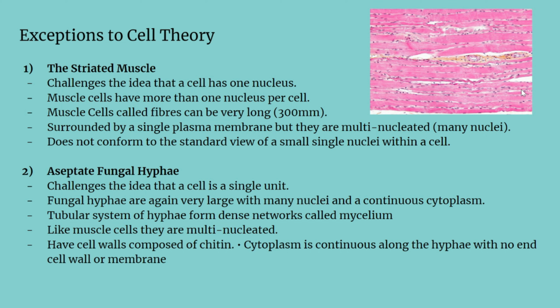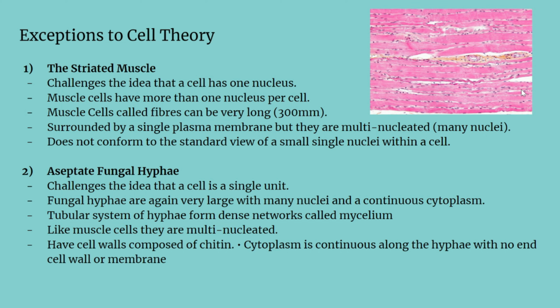The first one, striated muscle, challenges the idea that a cell has only one nucleus. If you look at the picture on your right hand corner, you can see a single muscle fiber, and all the small little dots are the nuclei inside the cell itself. So muscle cells have more than one nucleus per cell. They are called fibers for a reason because they are very long in length, and they are surrounded by a single plasma membrane. That means they are one big cell, but they just have many nuclei, and hence they do not conform with the standard view that a single small cell has a single small nucleus.